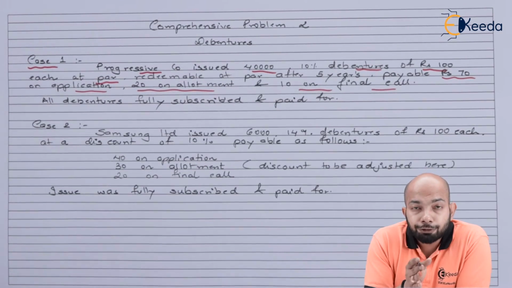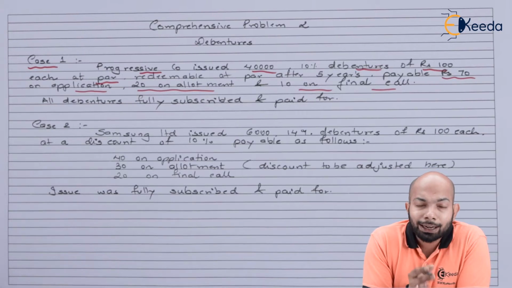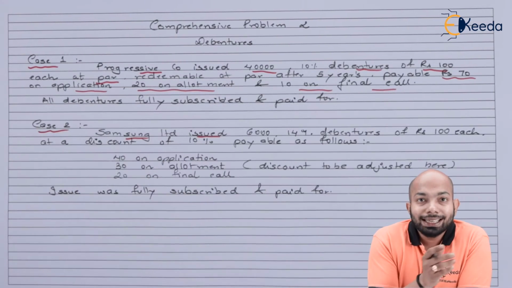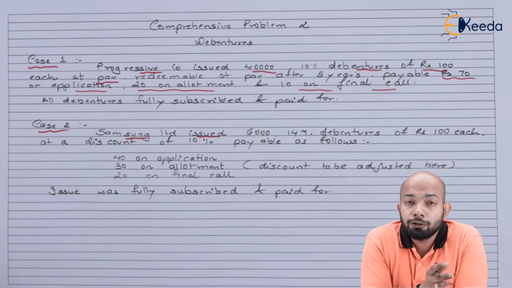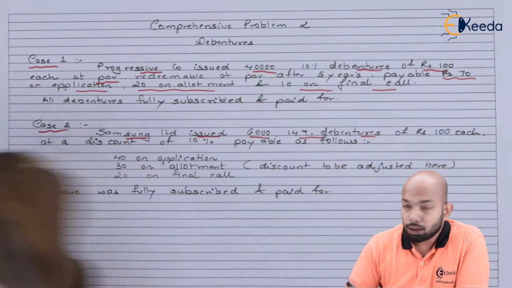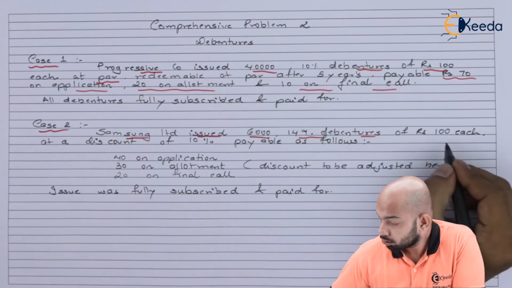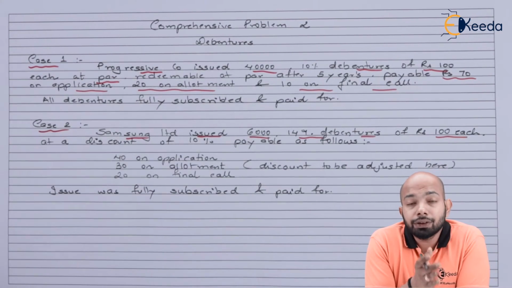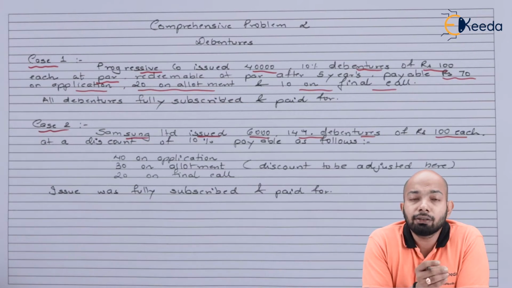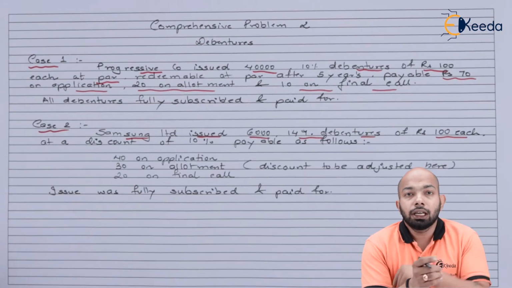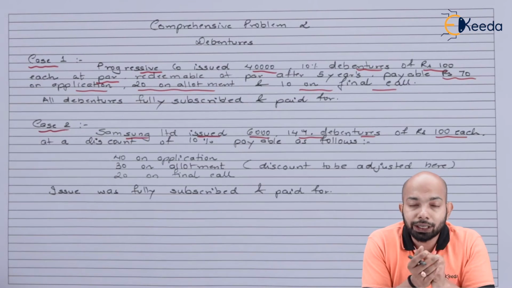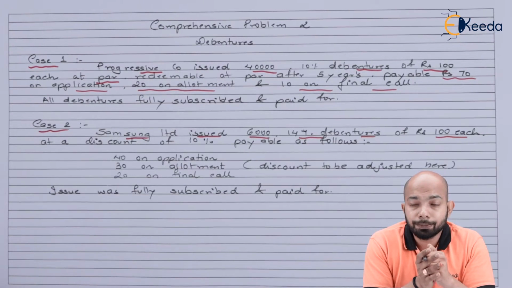Now, case 2 refers to Samsung Limited. Samsung Limited issued 6,000 14% debentures of rupees 100 each. However, they were issued at a discount of 10%. That means 10% on rupees 100 will be equivalent to 10 rupees discount here. If the face value is 100, you are issuing it at 10 rupees less. That is rupees 90 you are issuing it at. So the issue price is less than the face value here.